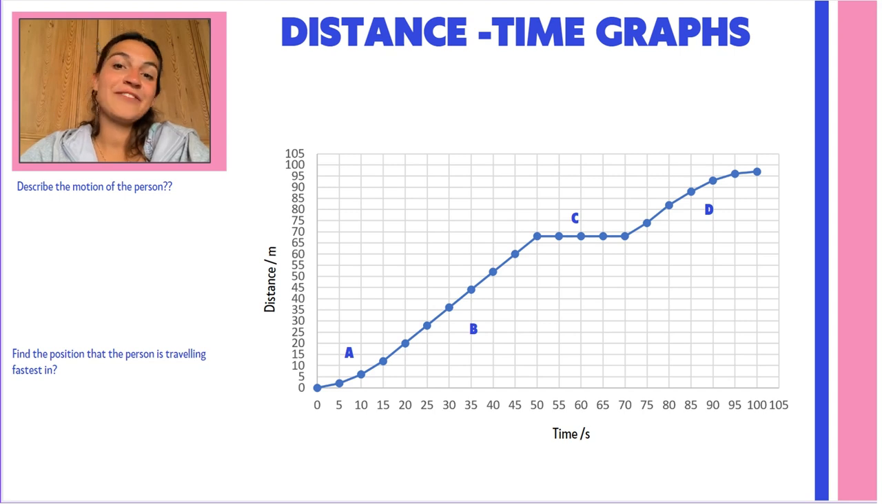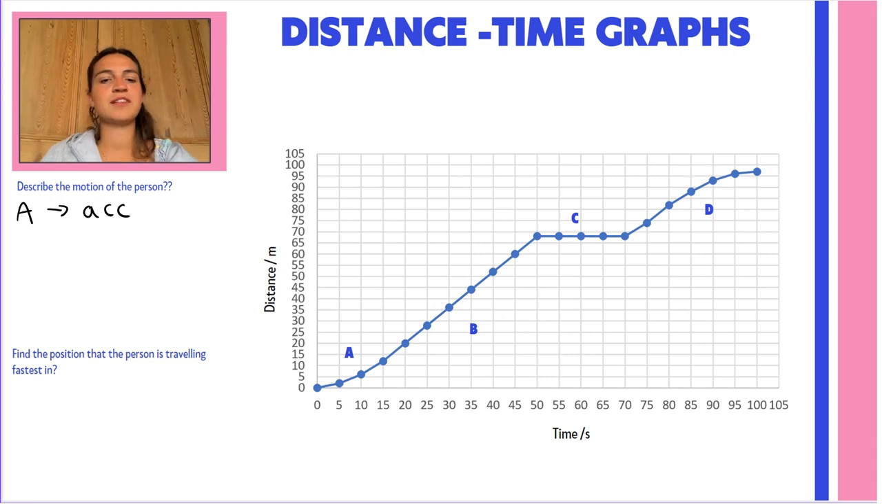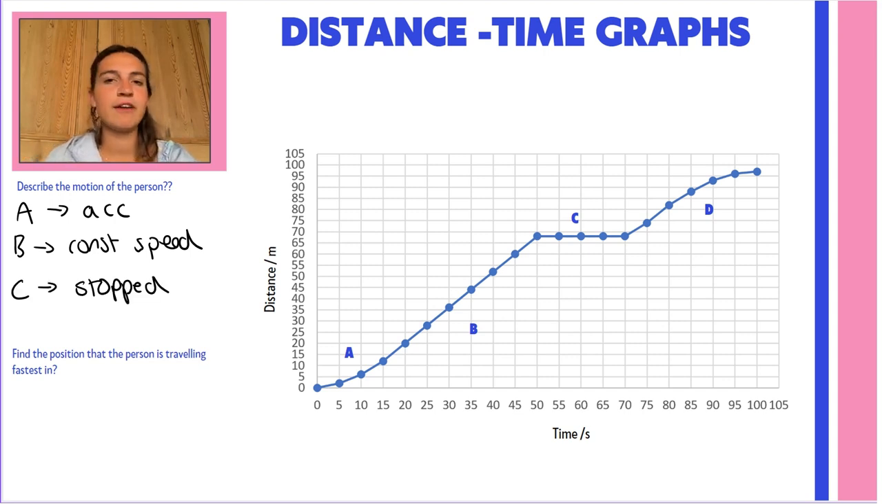Okay, now let's have a look at some explanation style questions for a distance time graph. So let's describe the motion of the person. In part A here, we've got that upwards curve, which means that the person must be accelerating. Then in part B, we have a constant gradient, which we know means the person is moving at a constant speed. At C, we have that flat line, and that flat line, remember, means that our person has come to a standstill or a stop.